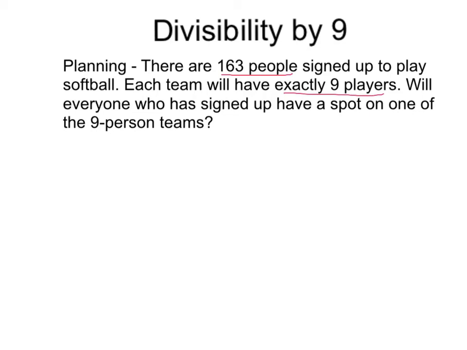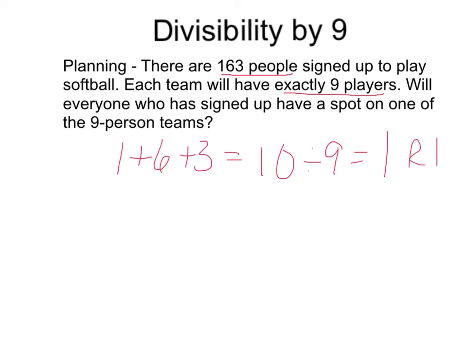All right, so we want to know if 163 is divisible by 9. To test, we have to do 1 plus 6 plus 3. 1 plus 6 plus 3 is 10. We know by looking at it, 10 is not divisible by 9. But to go through the process, we would do 10 divided by 9 gives us 1 with a remainder of 1. And the definition of being divisible means it cannot have a remainder. So because it has this remainder, it lets us know this is not divisible by 9.